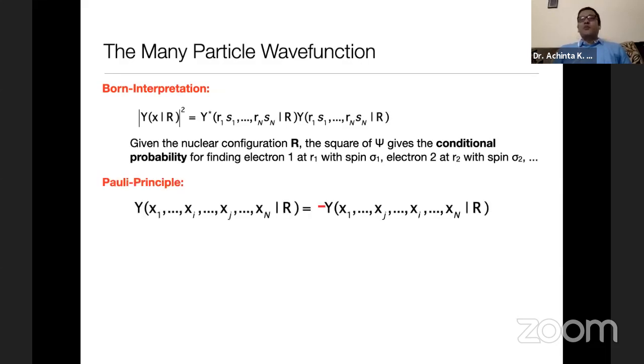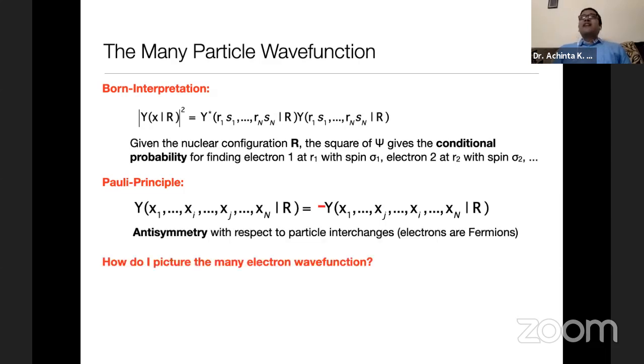And the second thing is the Pauli principle. That essentially says that if I interchange the positions of two fermions, the sign will change. The sign will become negative. So that is Pauli's antisymmetry principle, although the popular version says that it essentially means that two or more fermions cannot be in the same orbital. That's not an exactly correct statement. The correct statement is that for fermions, if you interchange the coordinates, the wave function will change its sign.